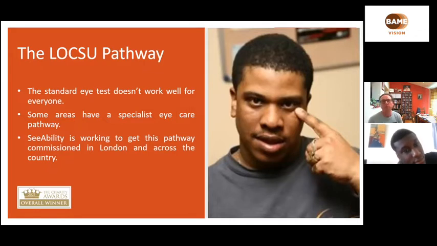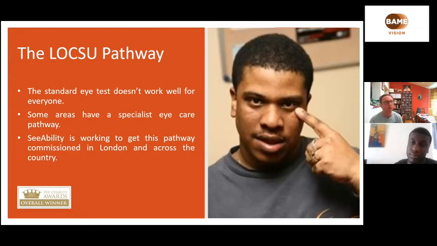As a result of this, some parts of the country have commissioned a specialist eye care pathway for people with learning disabilities and autistic people. This pathway is more appropriate in that it offers a longer appointment, or the person can go along in shorter appointments, several appointments. They can do the familiarization visit in advance. It uses the easy read information that we were looking at a moment ago. The practitioners have additional training, and importantly, the pathway is properly funded. So it's not based on goodwill or if it's possible, but it's a fully commissioned service.